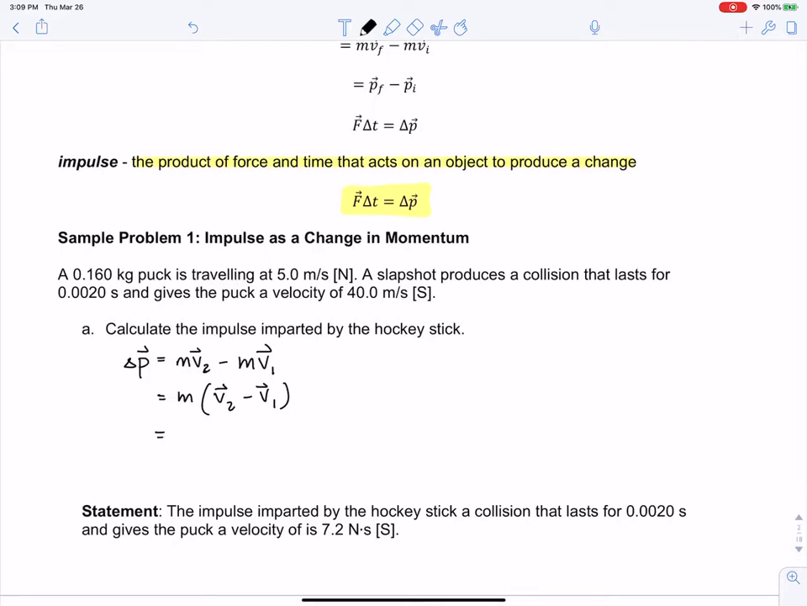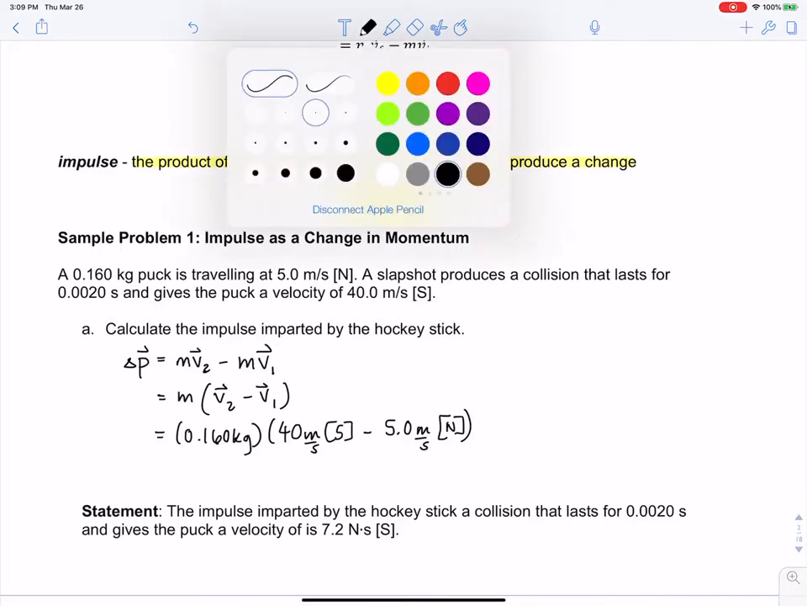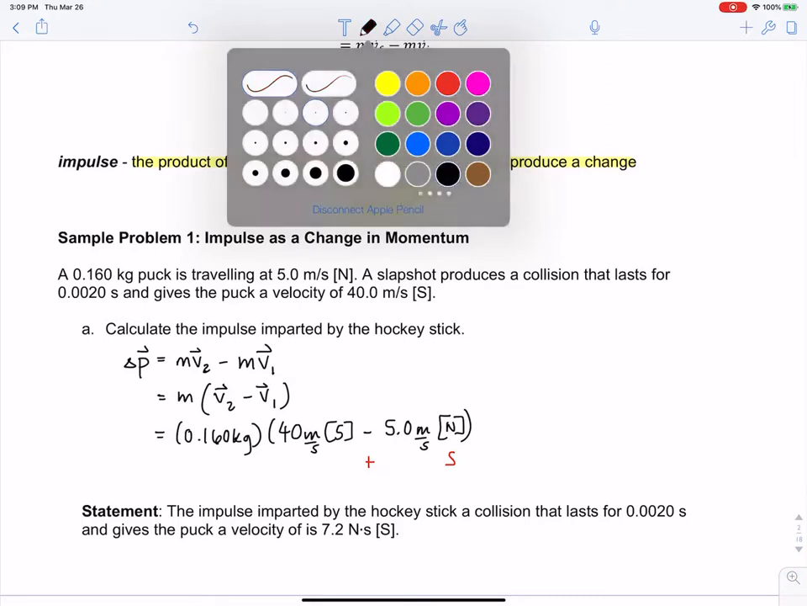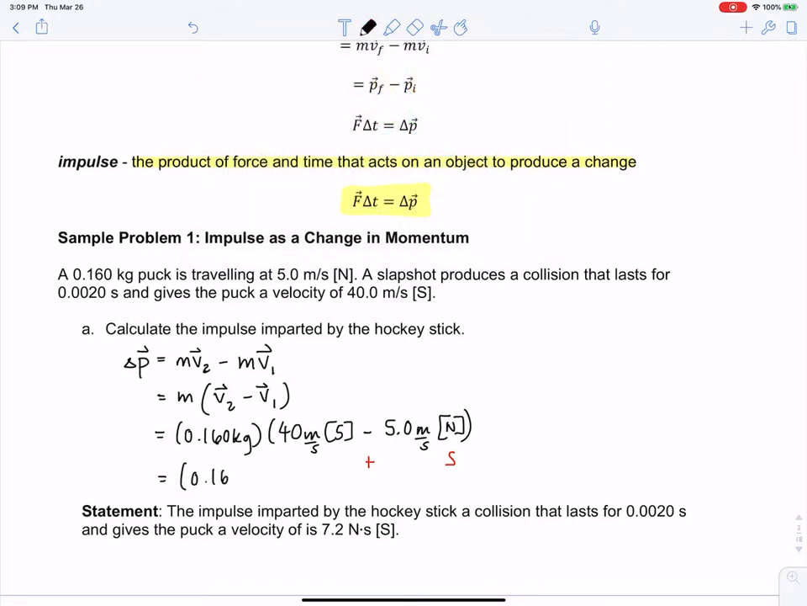If we sub and solve, we have 0.160 kilograms times 40 meters per second south minus 5.0 meters per second north. Knowing that these are vector quantities, we have to make sure that we make both of the directions the same. When doing so, we change the sign of the vector. So the second step is 0.160 kilograms times 40 meters per second south plus 5 meters per second south.